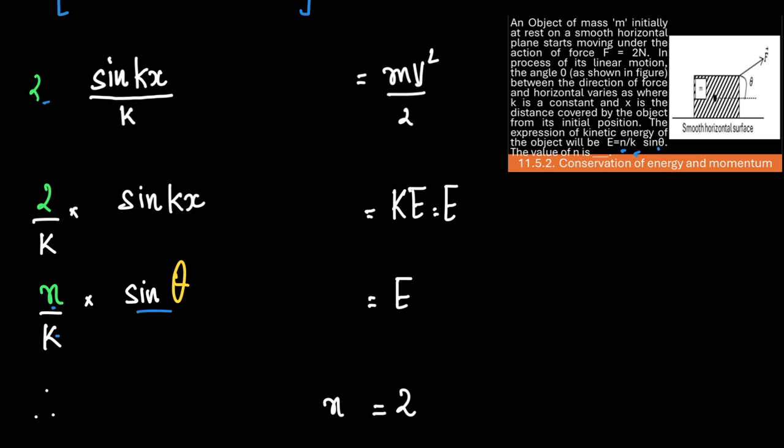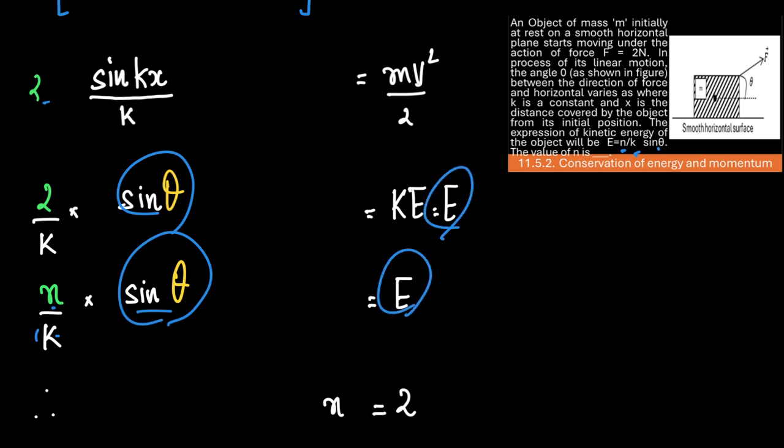Now if we compare these two equations, kx can be replaced by theta, as given in the question. Comparing the two equations, sin theta and k are common, and the only variable is n and 2. So by comparing these two equations, we can say the value of n is equal to 2. Now we'll do the same question using the work energy theorem.